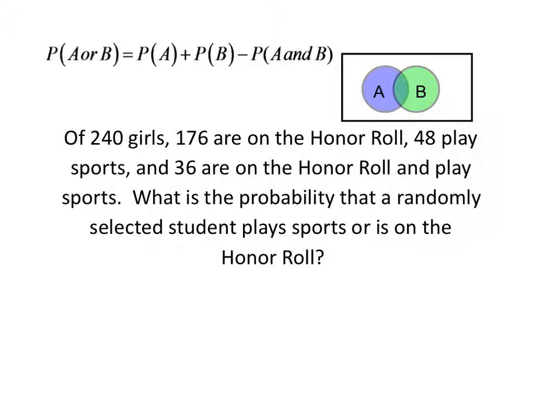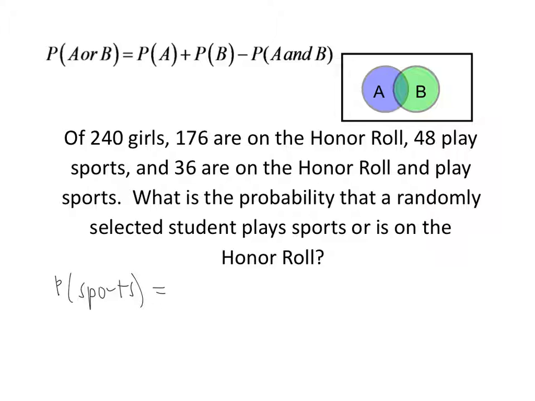Let's take a look at another example. Of 240 girls, 176 are on the honor roll, 48 play sports, and 36 are on the honor roll and play sports. What is the probability that a randomly selected student plays sports or is on the honor roll? So let's figure out some probabilities before we figure out the total that they do sports or the honor roll. So let's figure out the probability of girls in sports.